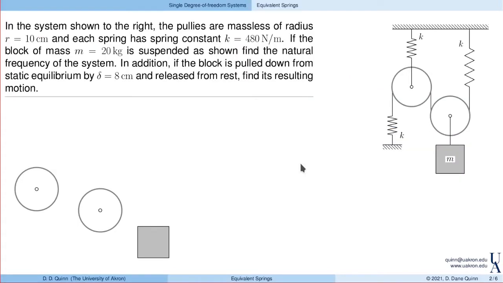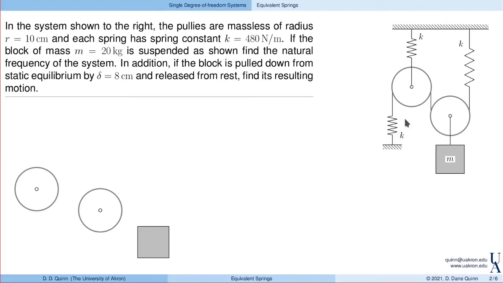So here we see the system. I have two pulleys that support a block of mass M. Now, these pulleys are massless, and a radius r is 10 centimeters, as given here in the statement. And then we have three springs that support this system.